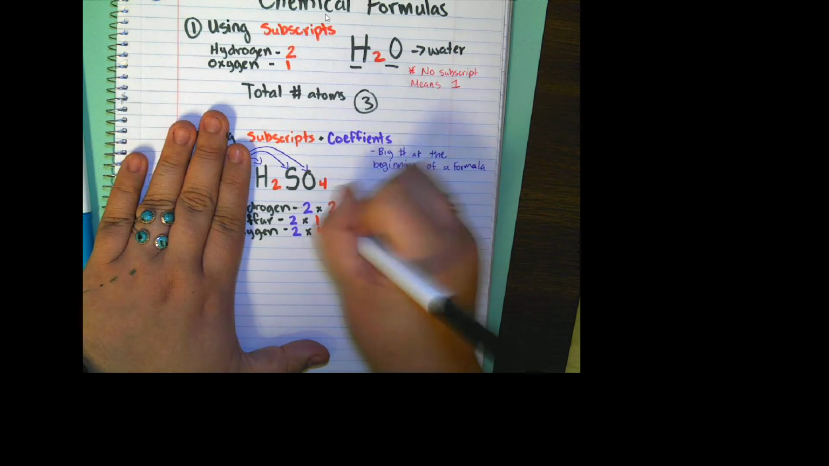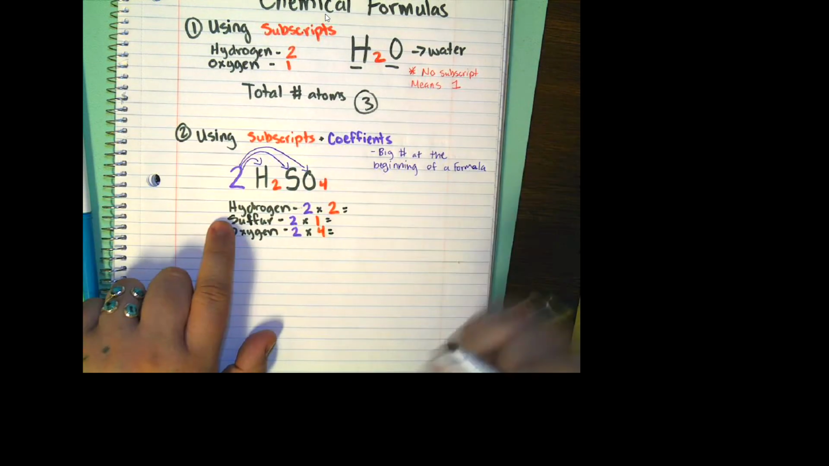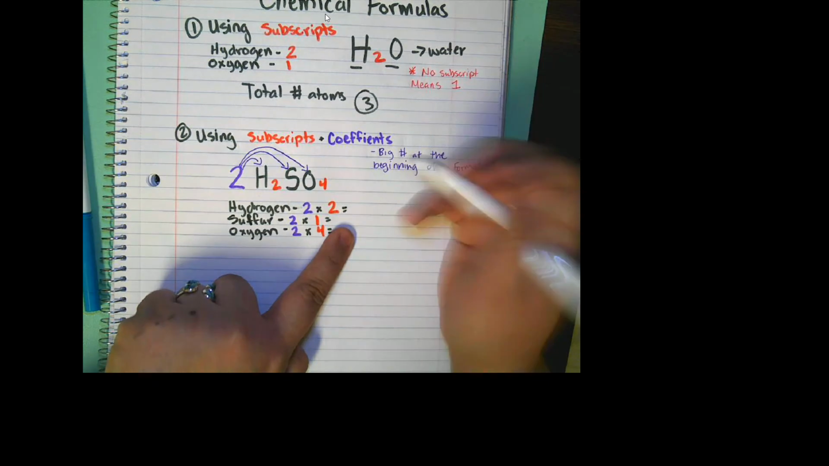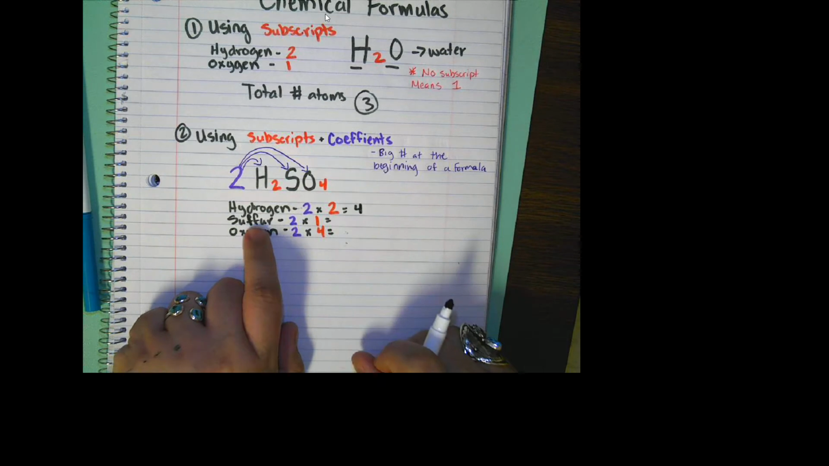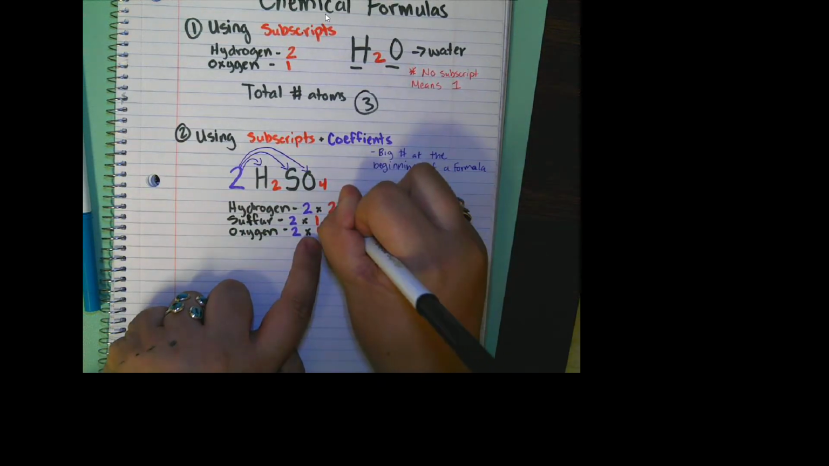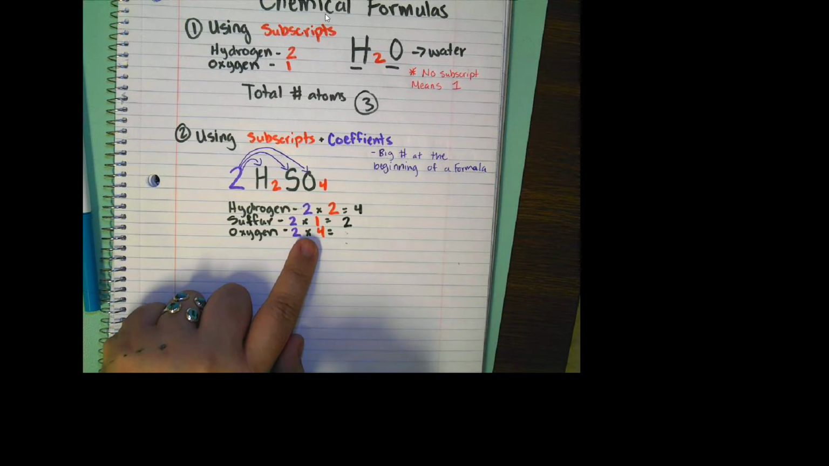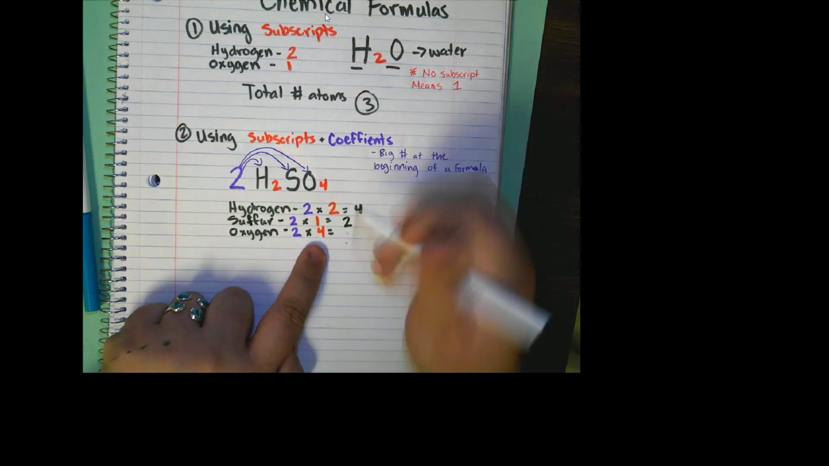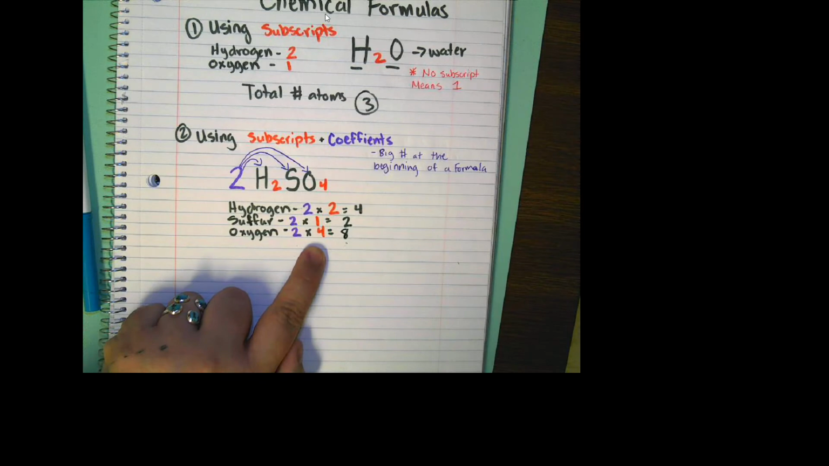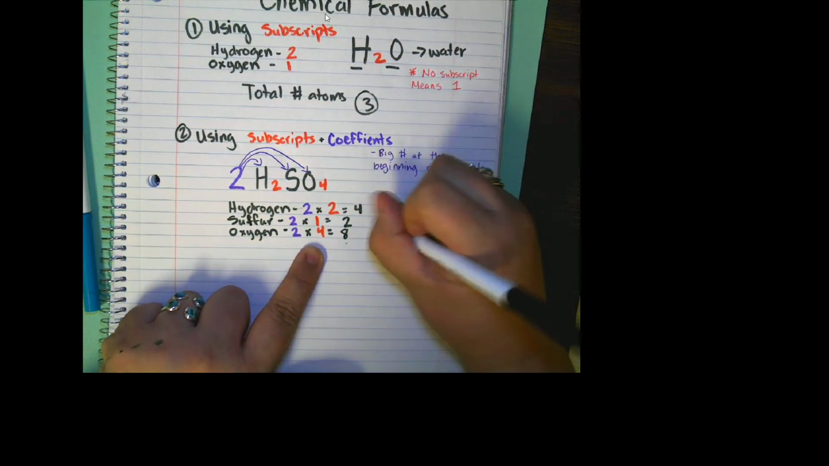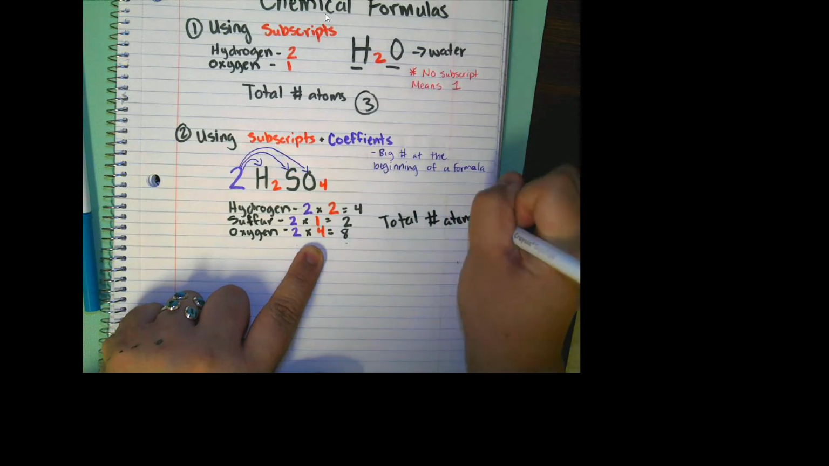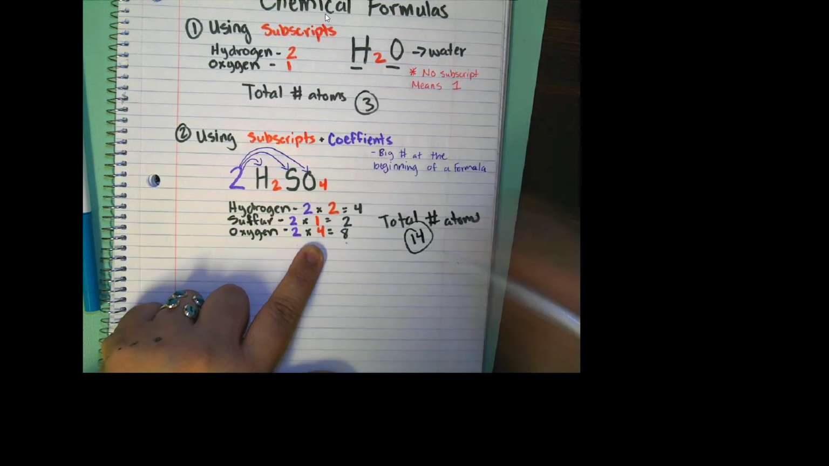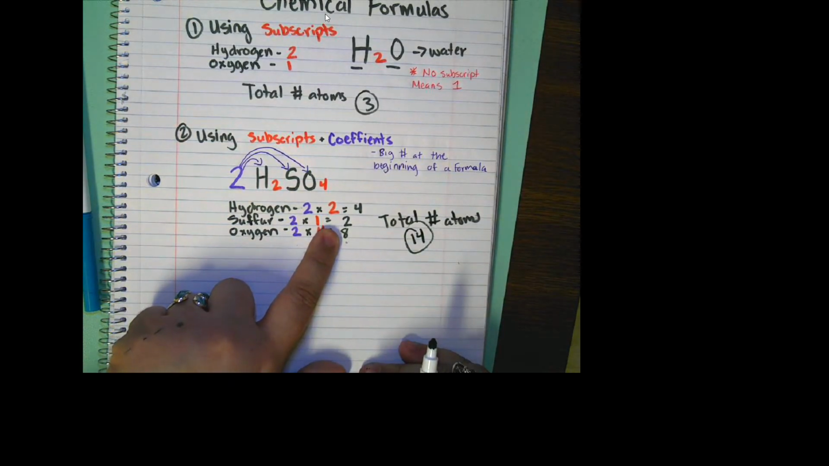So I have everything written out, and I just need to find the total of each. Hydrogens, 2 times 2 is 4, so I have 4 hydrogens. Sulfur, 2 times 1 is 2, so I just have 2 sulfurs still. And then oxygen, 2 times 4 is 8, which means I have 8 total oxygens. Now I can add those all up and get the total number of atoms, which is 14, because 8 plus 2 is 10, 10 plus 4 is 14.